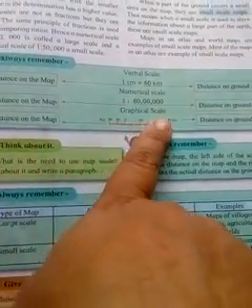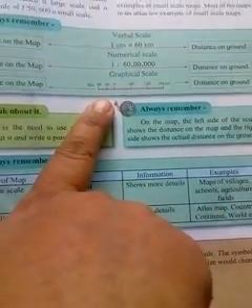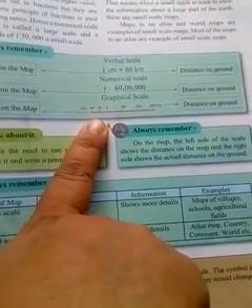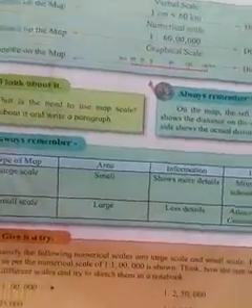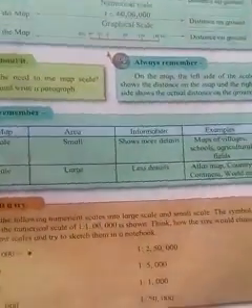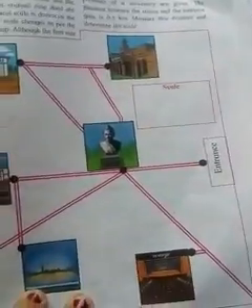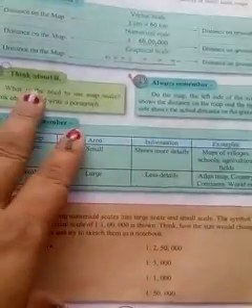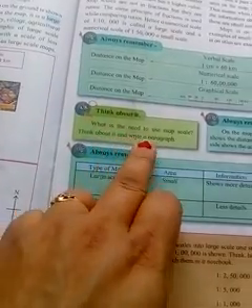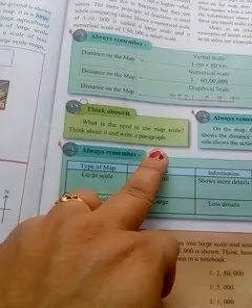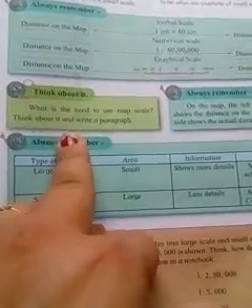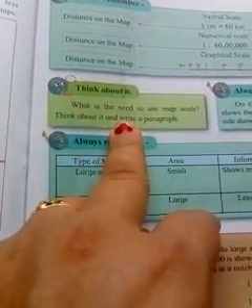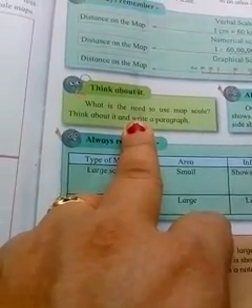Here given the graphical scale. In the graphical scale a linear scale is used, and this scale is shown graphically. Here think about it: what is the need of a map scale? Think about it and write a paragraph. Write this question in your notebook and write the answer to this question.